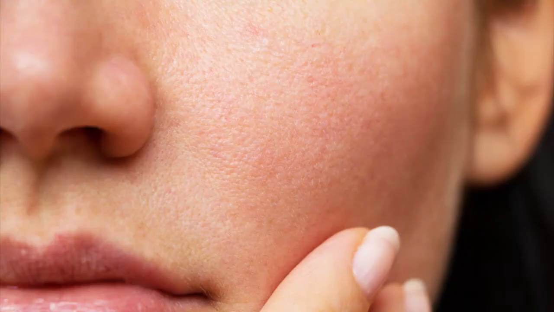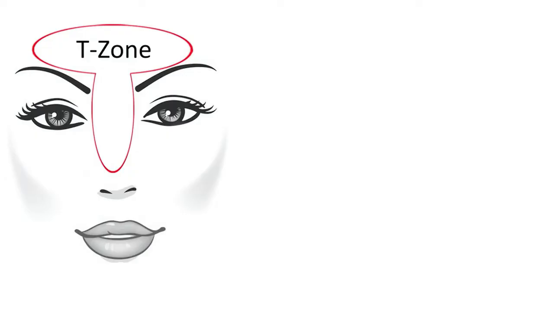So if you're a normal skin type of person, here's the description. Normal skin is well balanced, neither too oily nor too dry, with barely visible pores, which makes it very rare to find any oil either on your T-zone or the C-zone.